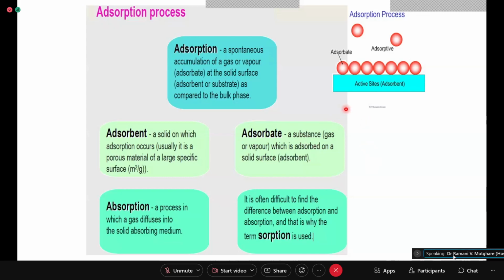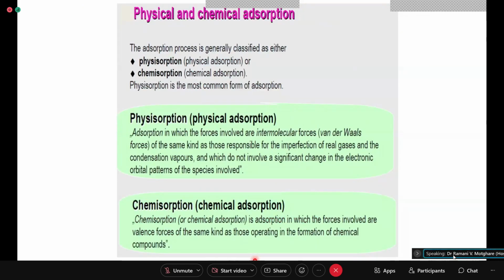Okay, then the adsorption process is again shown like this. So there will be some active sites and some general sites. Then what is the difference between physisorption and chemisorption? Ma'am, can you please explain sorption?